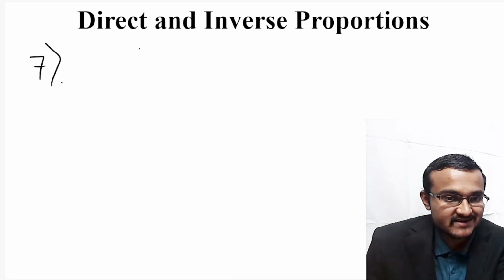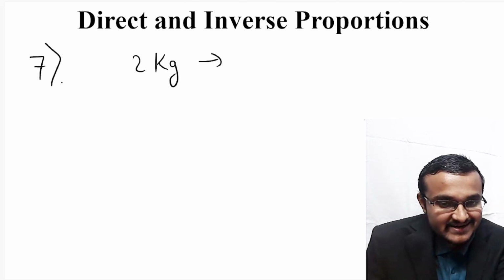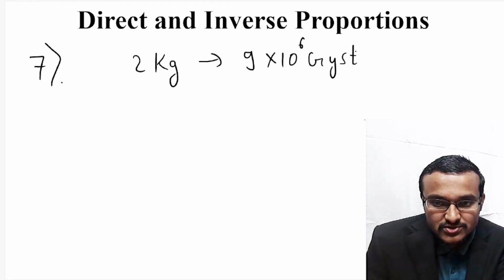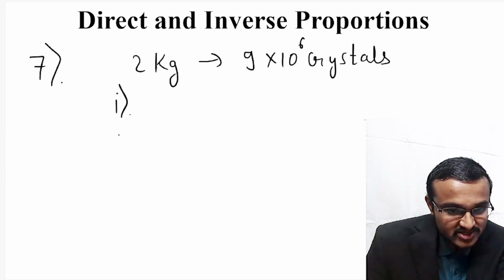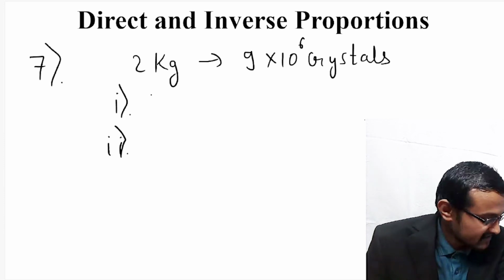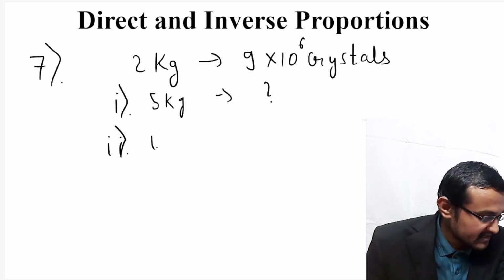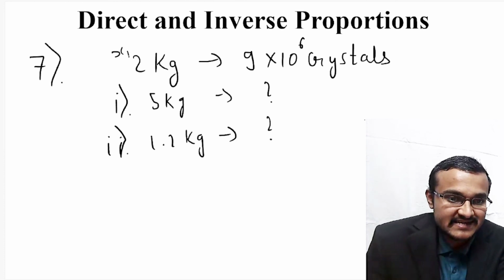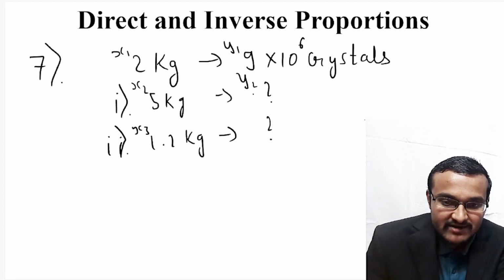Coming to the seventh question, here they are telling that 2 kg of sugar contains 9 into 10 power 6 crystals. So 2 kg of sugar contains 9 into 10 power 6 crystals in it. Now they have asked 2 questions in this seventh question. What if there is 5 kg of sugar, then how many crystals will be there? And when there is 1.2 kg of sugar, how many crystals will be there? So this acts as x1, x2 and x3. This acts as y1, y2 and y3.